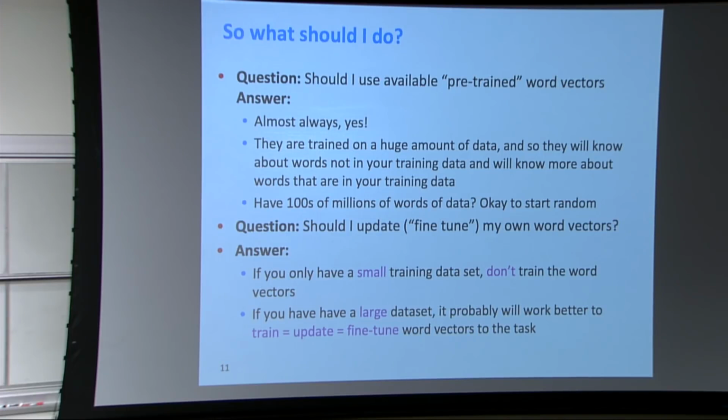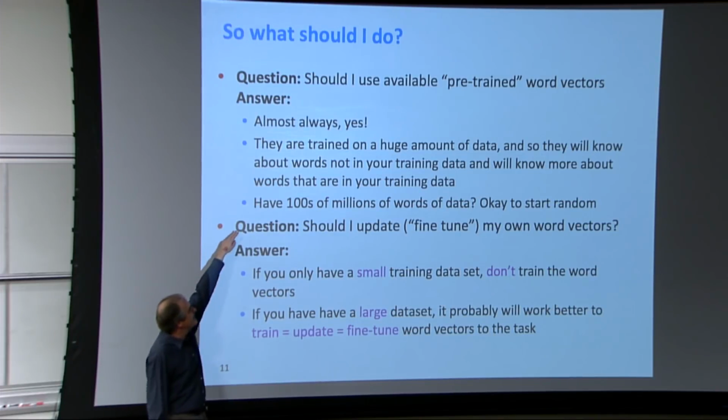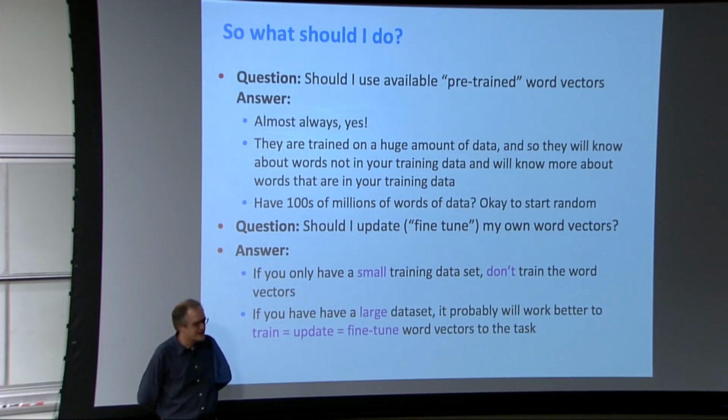So therefore, we can gain by using pre-trained word vectors because they know about all the words that aren't in our supervised classifier's training data. And they also know much more about the words that actually are in the training data, but only rarely. The exception to that is if you have hundreds of millions of words of data, then you can start off with random word vectors and go from there.